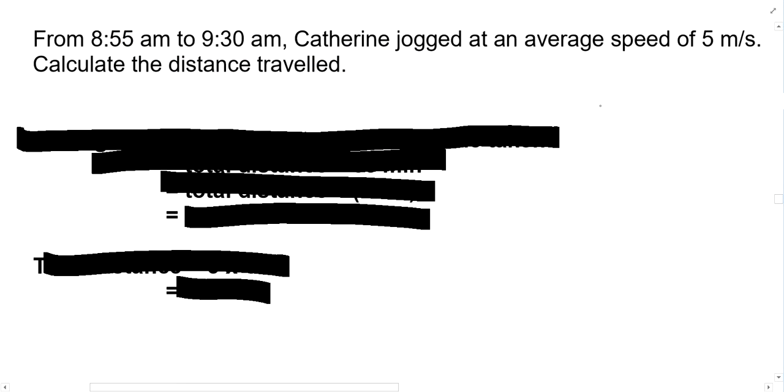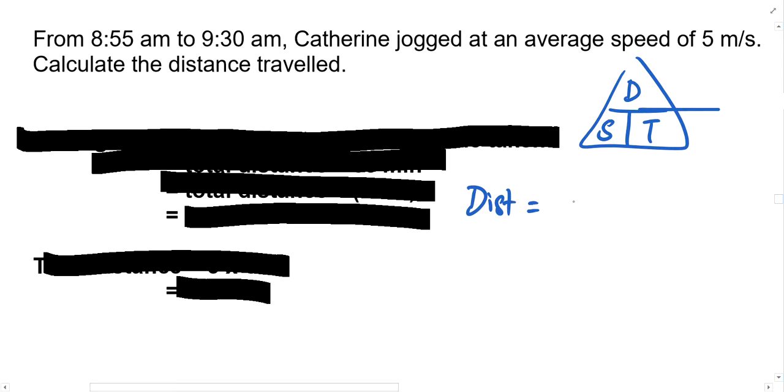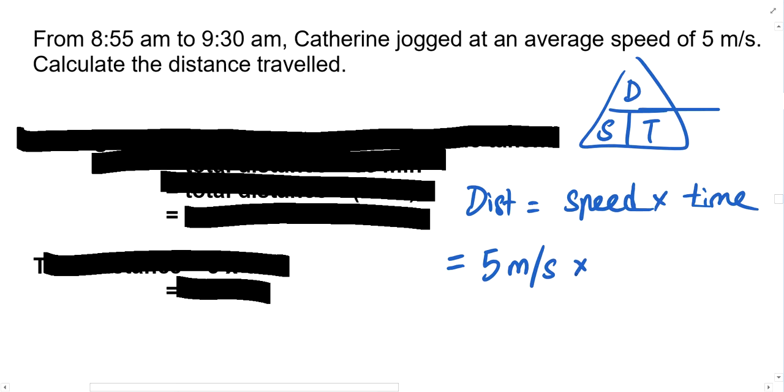Okay, so distance. Again, I always start with this. So distance divided by time gives us the speed. So distance equals speed times time. All agree? So all should be agreeing with me. Okay, so speed 5 meters per second multiplied by the time, which is 35 minutes. Okay, so far? Now, 35 minutes, I need to convert it to seconds because my speed is in meters per second. So this gives me 5 times 35 times 60.